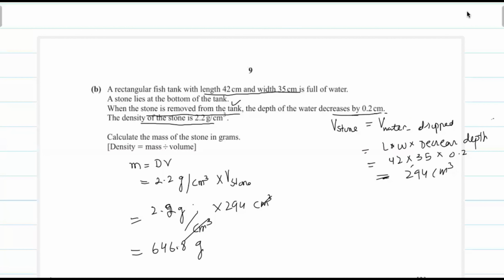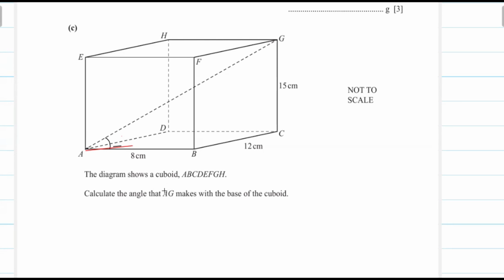Next part of this question. Part C, the diagram shows a cuboid. Calculate the angle AG makes with the base of the cuboid. This is the length AG. This is base ABCD. And the angle between AG and base we have to calculate. Firstly, we will draw a diagonal here. And this diagonal is AC. The angle between AC and AG is the angle between AG and base. Therefore, this angle will be equal to CAG, and this angle CAG we have to calculate.